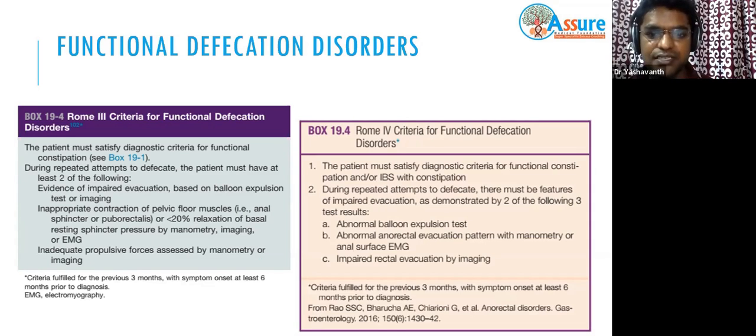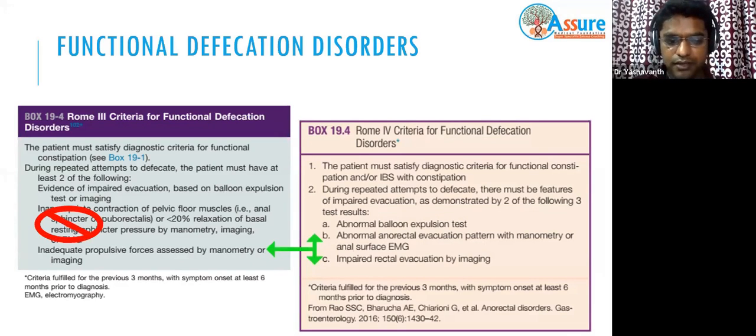Okay, so there is a criteria in Rome 3 and Rome 4 for functional defecation disorder, that is dyssynergic defecation. In this, there was a slight variation, and they made it simpler in Rome 4. They took out the second point, and they split the third point into two. So what you need to remember is abnormal balloon expulsion, one; second is manometry; third is impaired evacuation by imaging, MRI or barium. We'll deal with all these investigations in a little while. Okay.